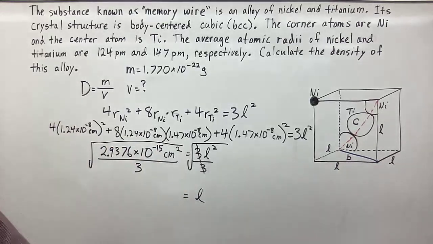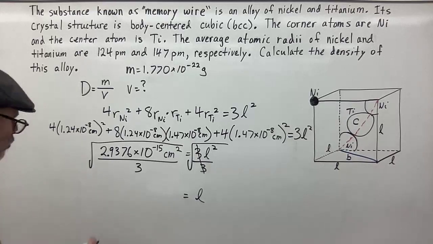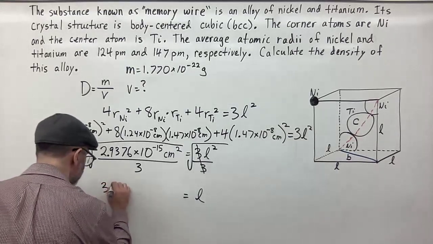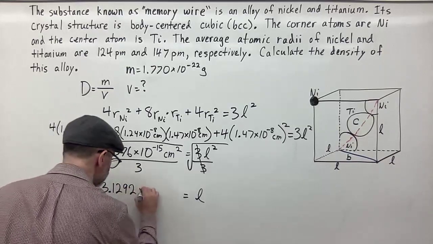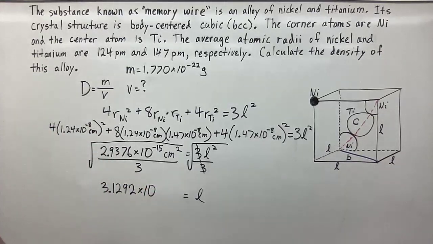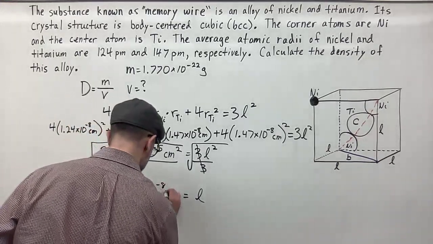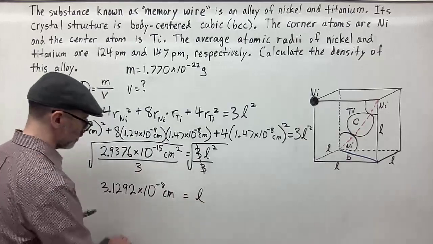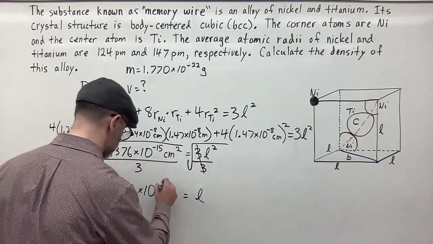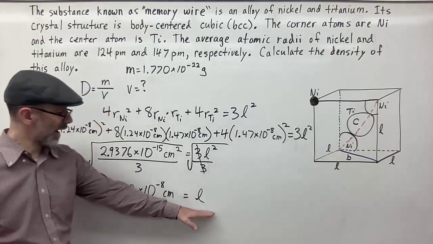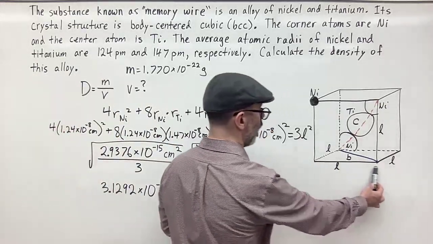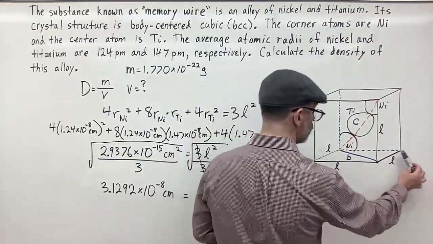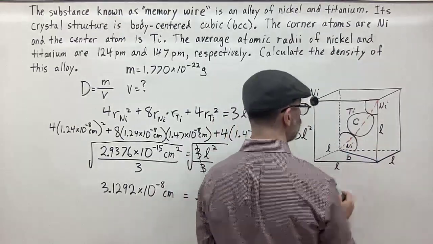And when I do that, I get 3.1292 times 10 to the negative 8 centimeters. So that is L. So that is the length of one side of the cube. So each side of the cube has the same length.